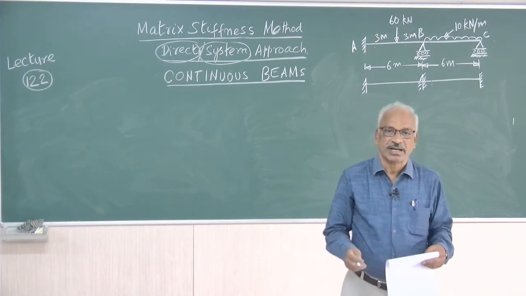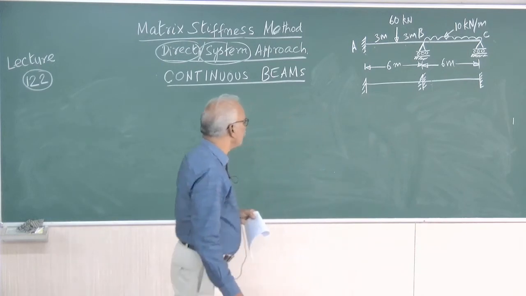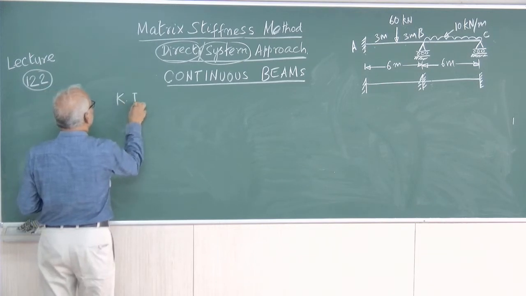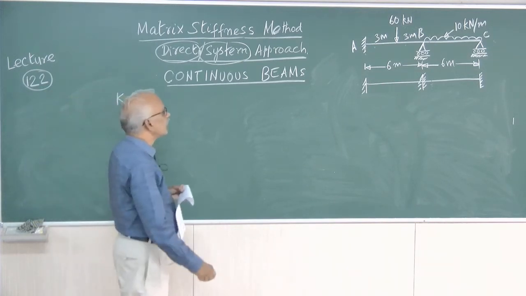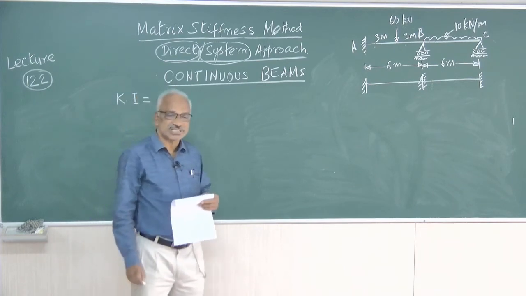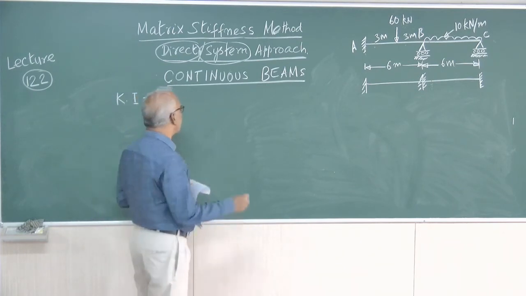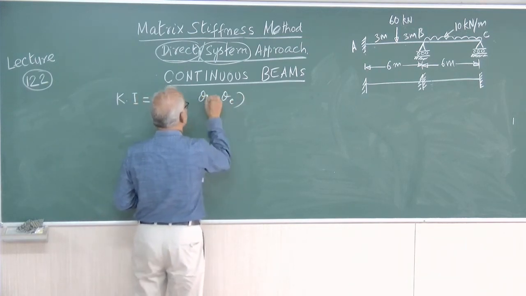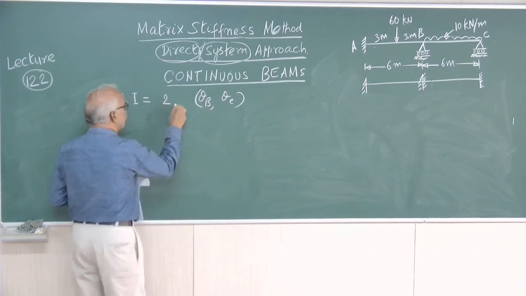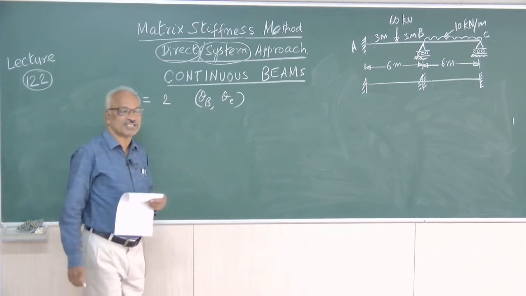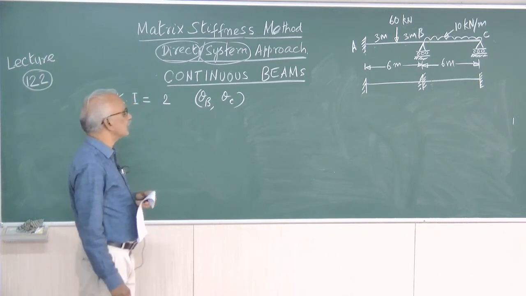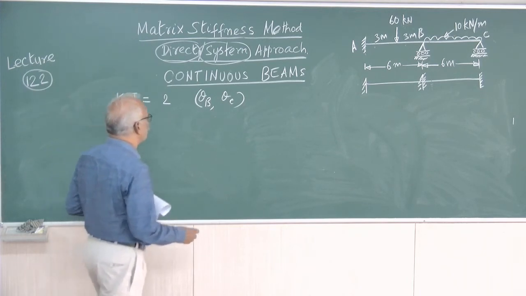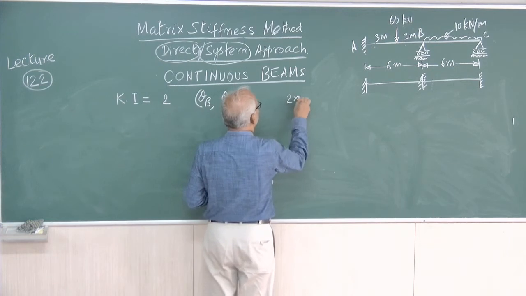Now to solve the structure, we first have to find the kinematic indeterminacy of the structure. Here, theta B and theta C are the possible joint displacements. Theta B is one possible displacement and theta C is another possible displacement. Therefore, Ki equals 2. Therefore, the size of the stiffness matrix will be 2 by 2.